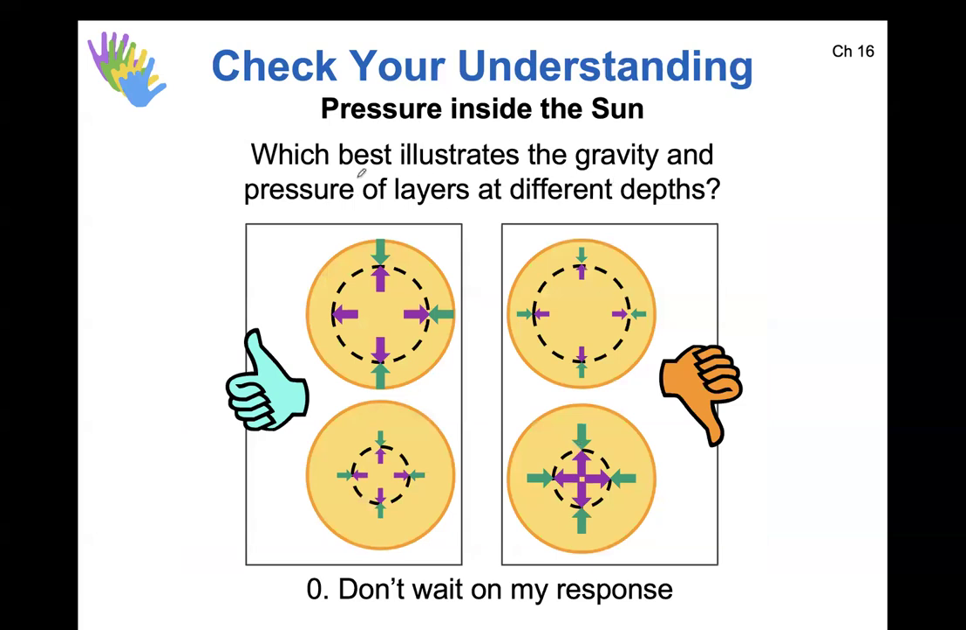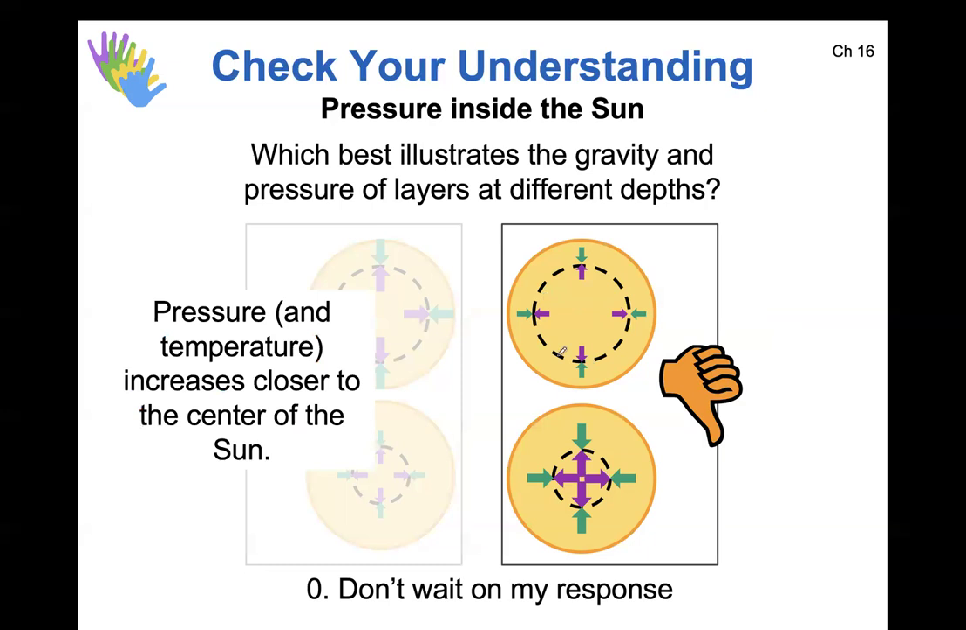All right, so which best illustrates the gravity and pressure of layers at different depths, right? Is it big arrows at not a very big depth and small arrows closer to the core, or the opposite? Well, think about it. It's going to be this. The arrows, which represent force, or pressure, which is just force per area, so they're very directly related, grow with depth. They grow as we approach the center of the sun.